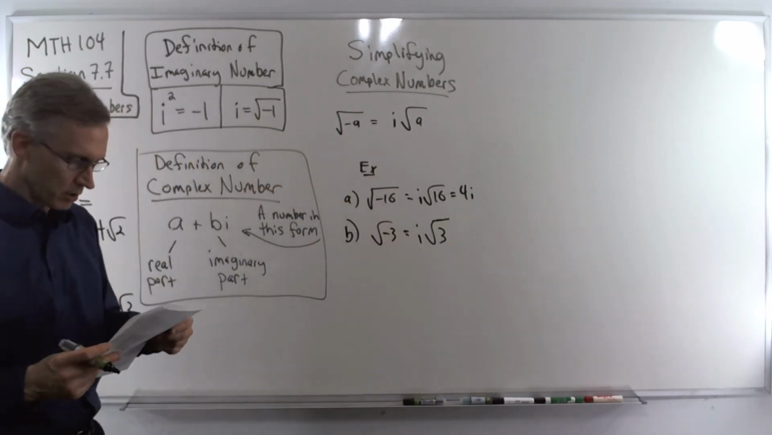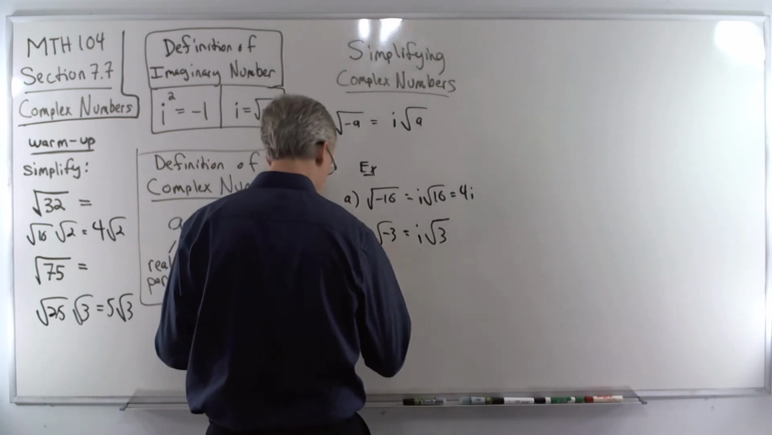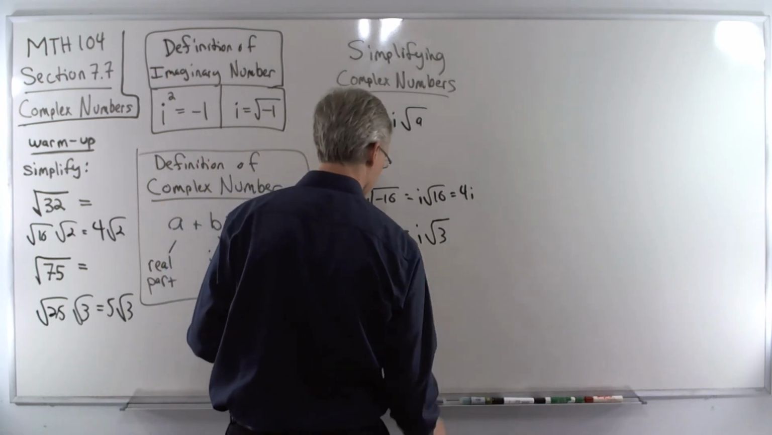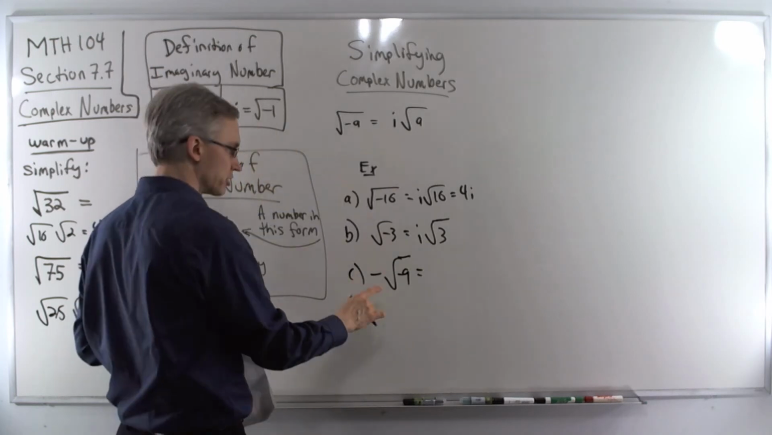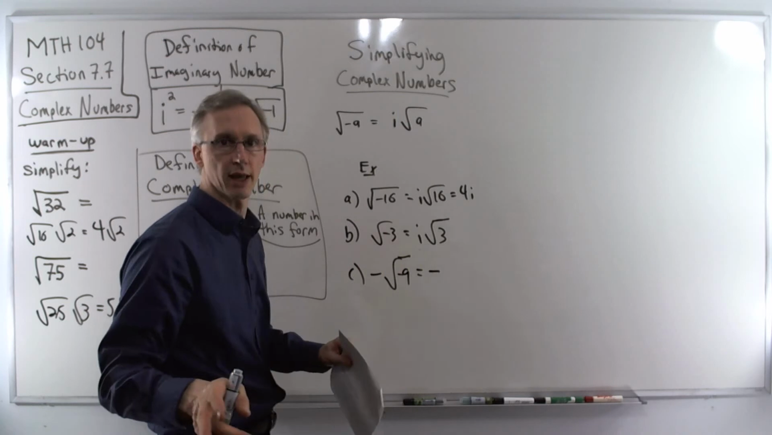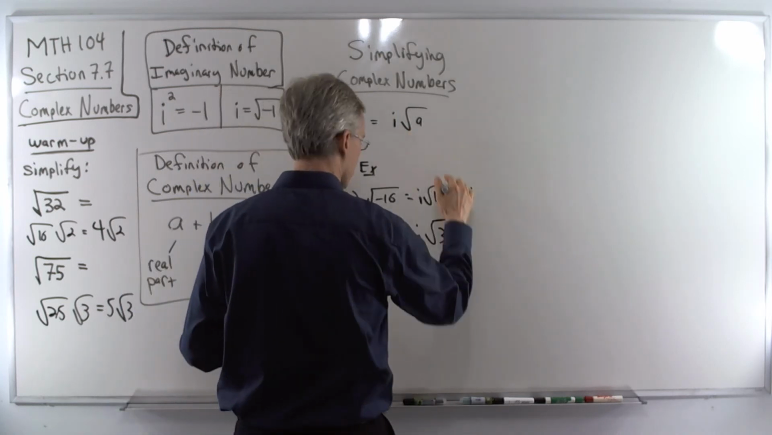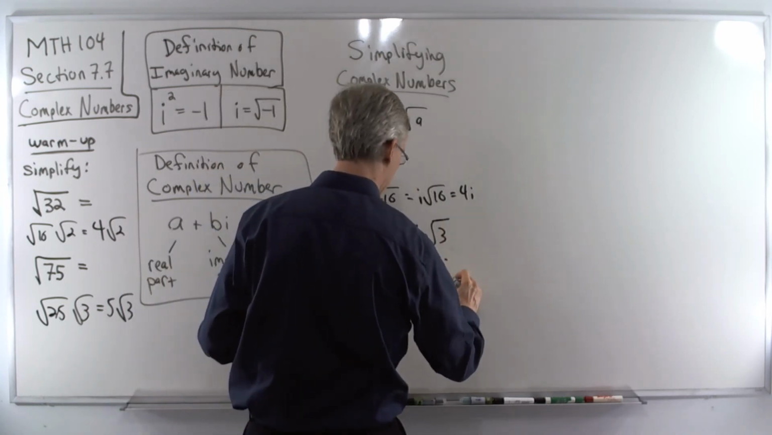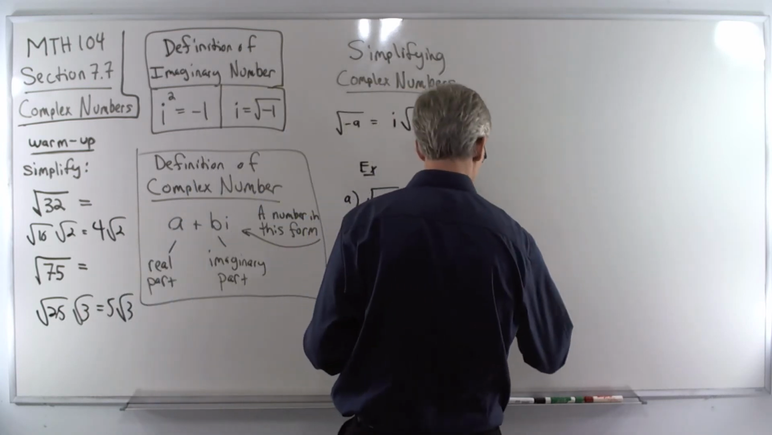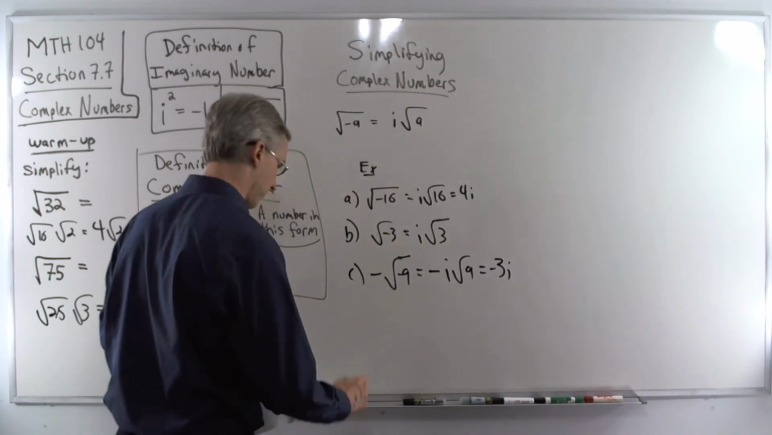Next up, negative square root of -9. Right, so we use this property again, just don't lose the negative out front because those two negatives don't cancel. All right, so using this property, that gives us negative times i times the square root of 9. And the square root of 9 is 3, so this turns into -3i.